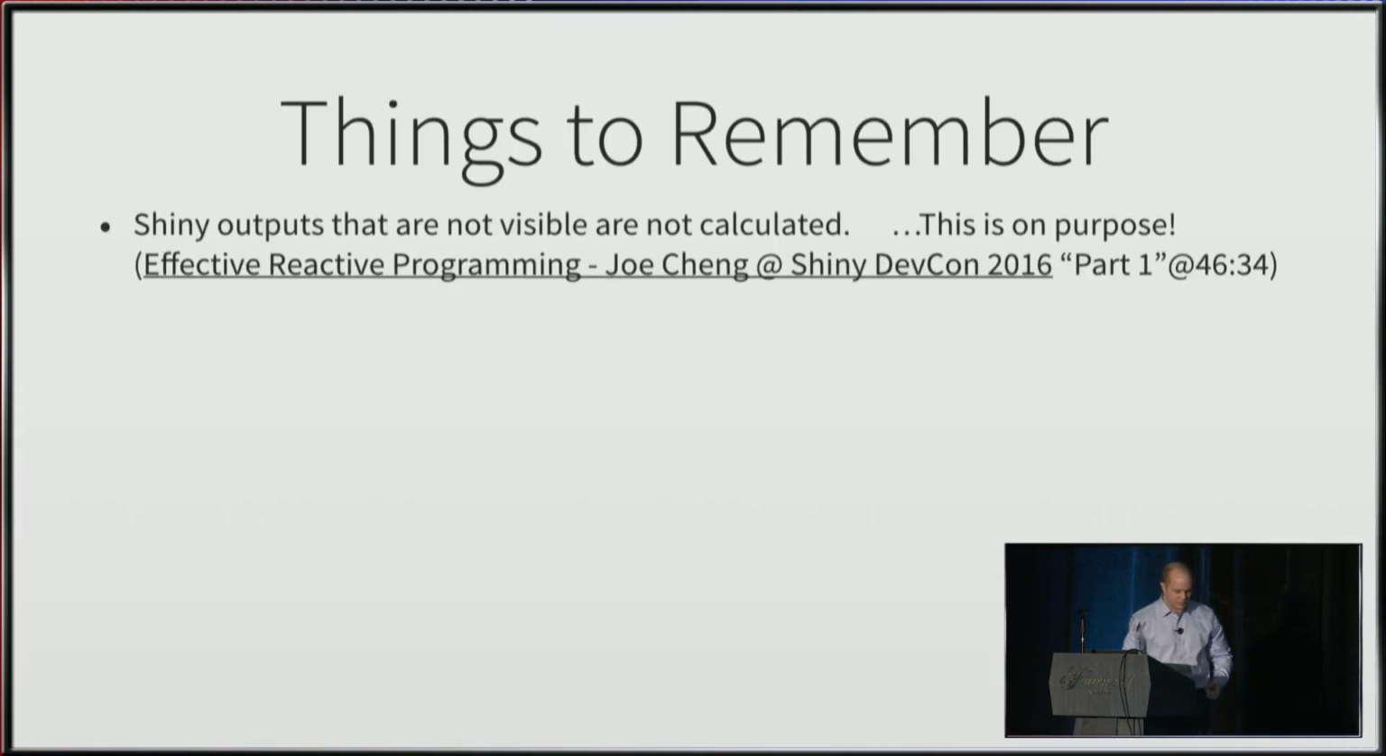So some things to remember for the reactive coding. Shiny outputs that are not visible are not calculated. This is on purpose. This is a direct design decision by Shiny. So you may see some output elements that just hang out invalidated forever. They're not on display. So you may need to open that second tab or do something else with that.